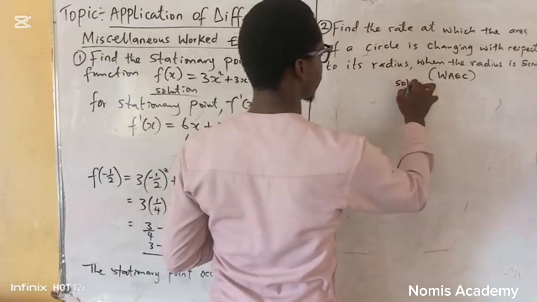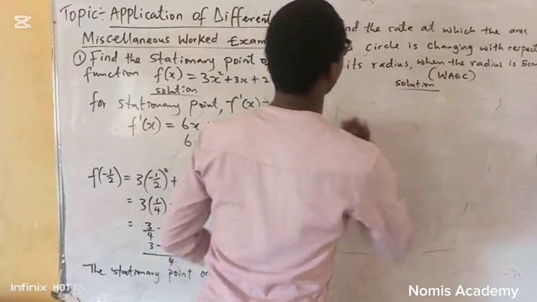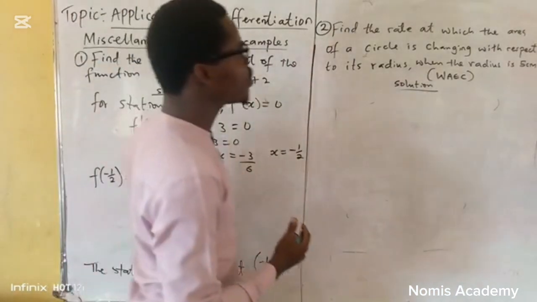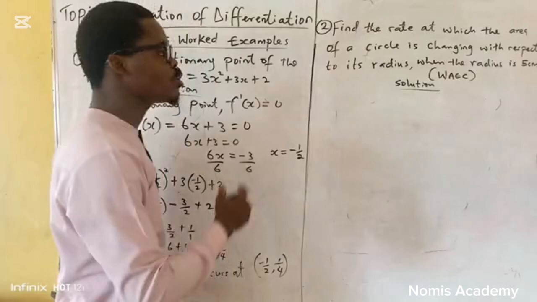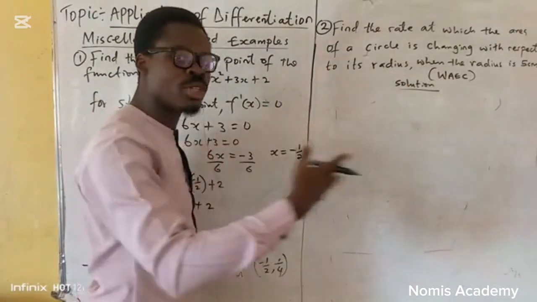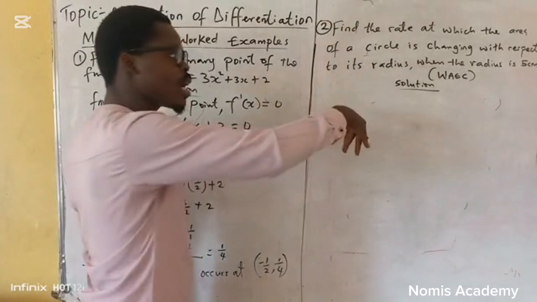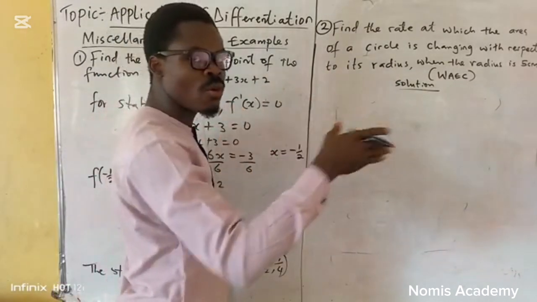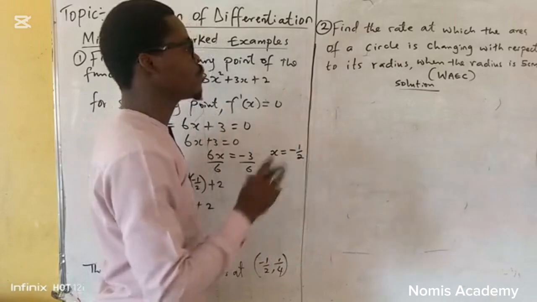So let's solve this problem. It says find the rate at which the area of a circle is changing with respect to its radius when the radius is 5 centimeters. The rate of change of area with radius. So that is actually dA over dr. That's the rate of change.